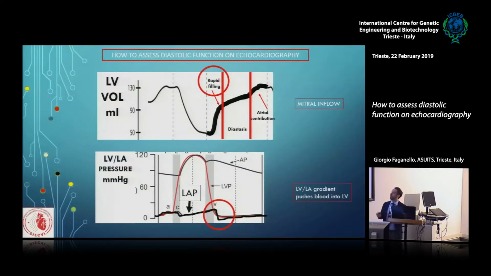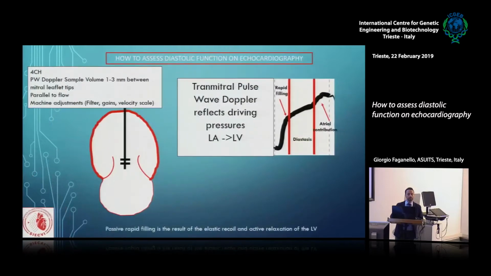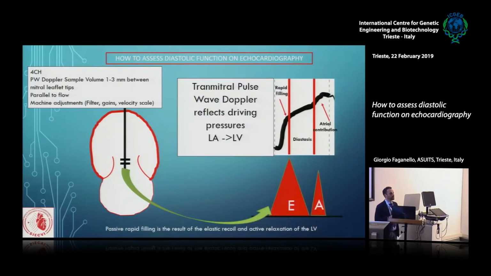Diastasis. And then at the end of the diastole, you will get the atrial kick, the contraction of the left atrium. And so, how will we translate all these dynamics from an echocardiographic point of view?